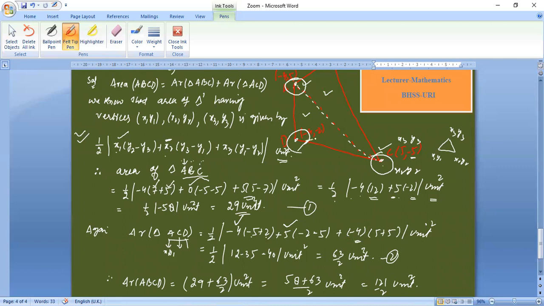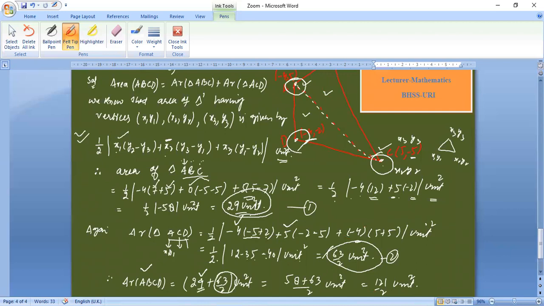See here, it's -4, right? Calculate this. This is 1/2 modulus of 12 minus 35 minus 40 units square, so it becomes 63/2. Obviously, these are the two, this 29 unit and these are the two areas of the two triangles. Add up the two triangles, we get the area of the quadrilateral. Area of quadrilateral ABCD is 29 plus 63/2.